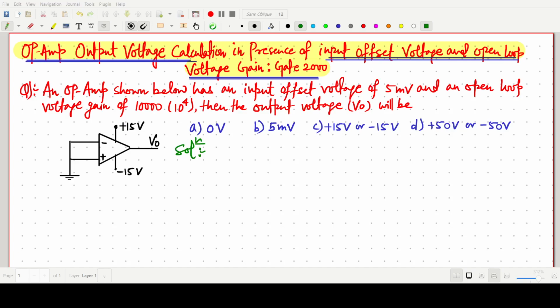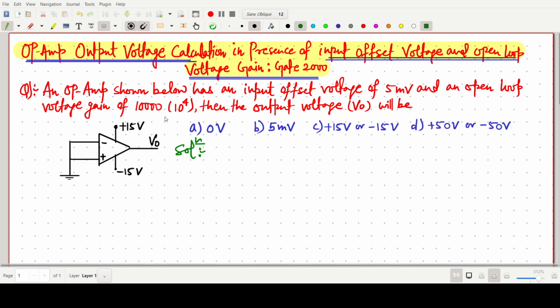Welcome everyone. In this video lecture, we will solve a GATE 2000 question in which we have to find out the op-amp output voltage in presence of input offset voltage and open loop gain. So in the question, input offset voltage and open loop voltage gain is given. So we have to find the output voltage. The question is: an op-amp shown below, this one is the circuit, has an input offset voltage of 5 millivolt and open loop voltage gain of 10,000 or 10 to the power 4.